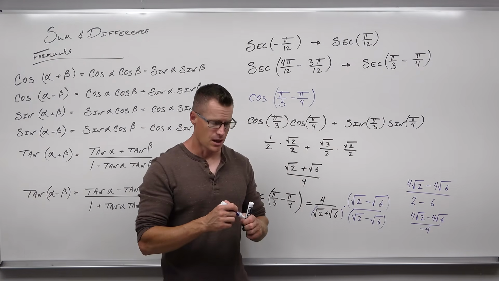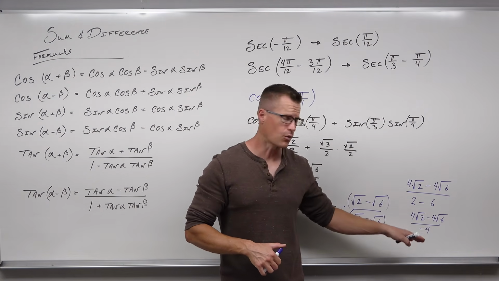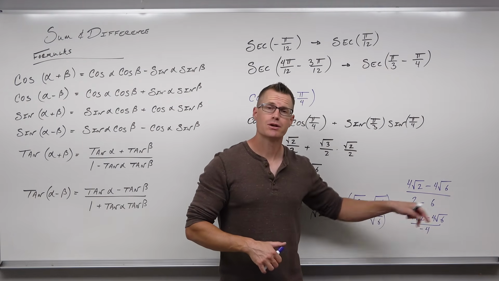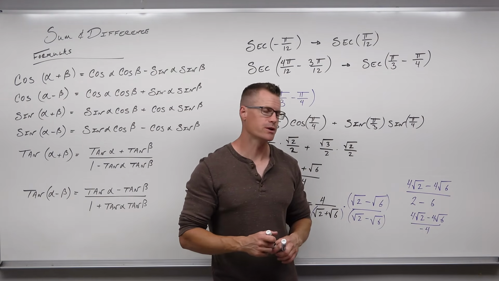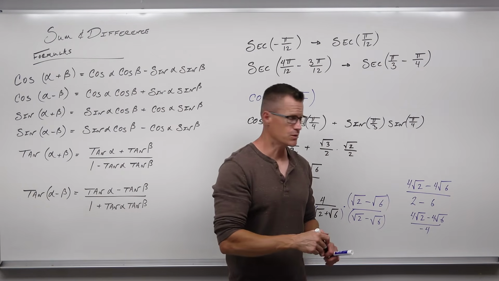We are almost done. Hopefully you see this as well. You can factor out a 4 or a negative 4, or just divide every term by negative 4, which is what I'm going to do. So 4 divided by negative 4 is negative 1 square root 2.